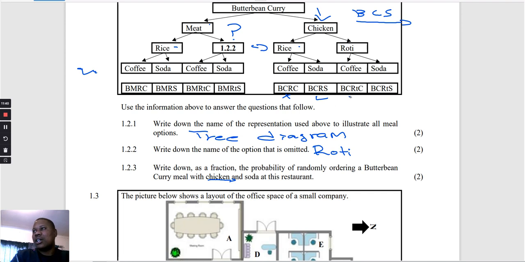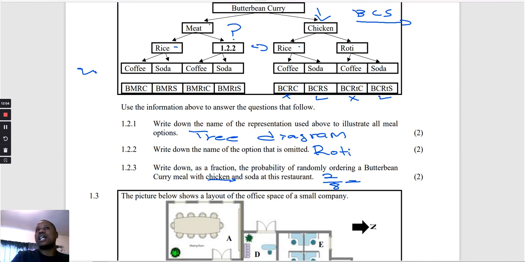BCRC not included. BCS, so this is included. So out of how many options? You're going to get 2 options out of 8 options. Your answer was only required as a fraction. So if you simplify, this is going to be 1/4.